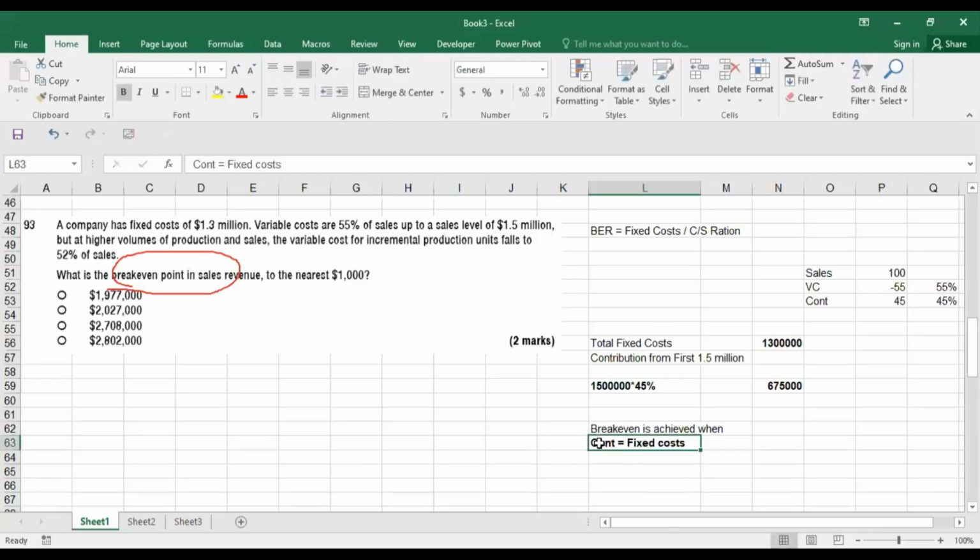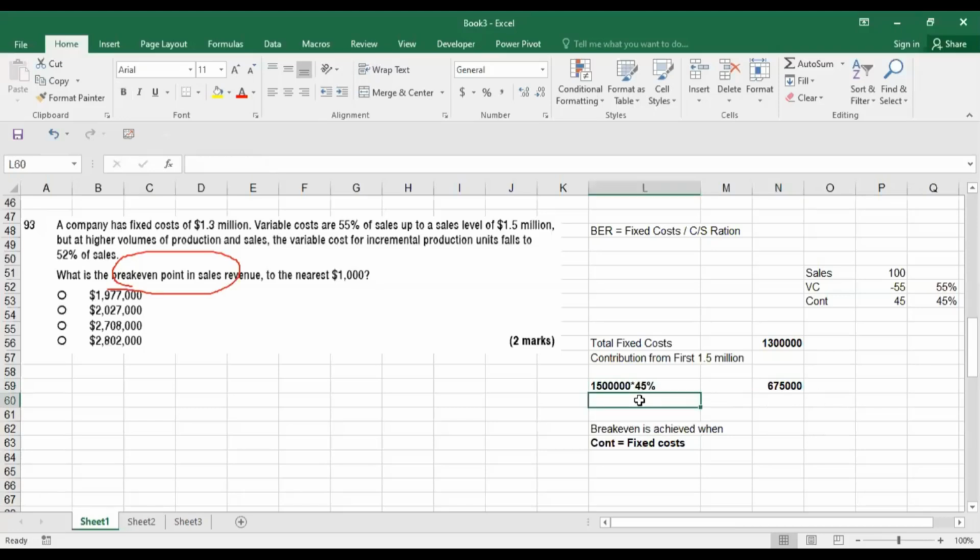And Rashal asked me if it is always like this. I said no, it is not always like this, but in order to break even, contribution should be equal to fixed cost. So fixed cost is 1.3 million. I need 1.3 million of contribution. 675,000 contribution I have already achieved when I sell the first 1.5 million.